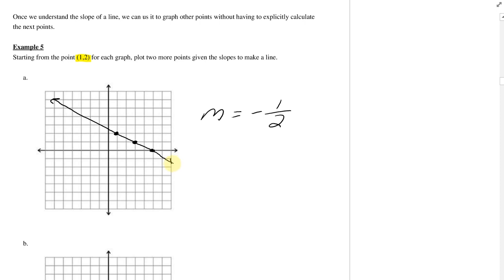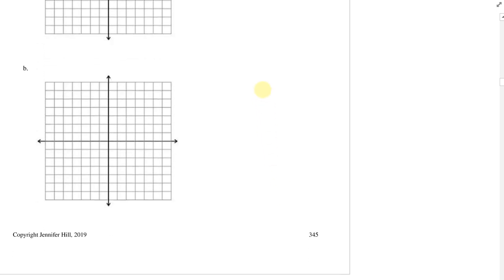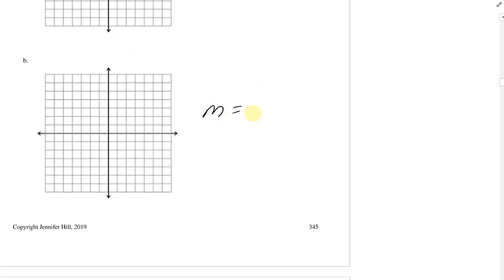Always the moment of truth when I have to draw the line. Okay, so that would be the line here. So that's the exercise. I want you to once again start from the point (1, 2) for this next graph, and now draw a line with a slope of, how about 3? Think through that. Pause the video, hit play when you're ready.